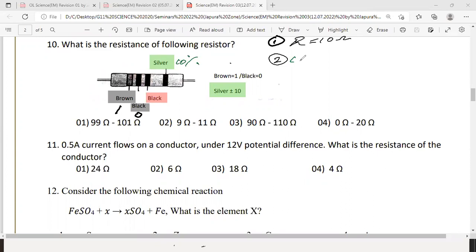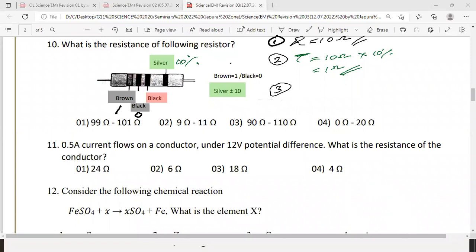I'll write here tolerance, capital T. Tolerance will be 10 ohms into 10%. 10 ohms into 10%, you get the answer 1 ohm. So you have to follow all these steps to get the final answer. Then last step we are going for our answer. So we want to find the range now.